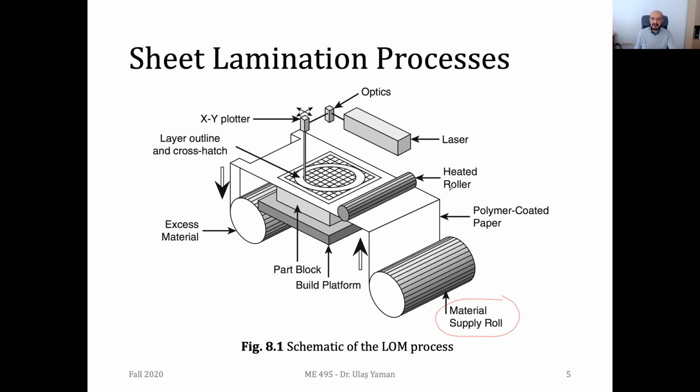This is the main function of the heated roller, to join the sheet papers together with the help of the adhesives on the back side of the papers. That's why it's called polymer coated papers. And then again, as in the case of SLA or SLS system, we have a kind of a laser, but this time it doesn't have to be a laser. It may again be a simple knife, and the function of this laser or the knife is that it will be passing through the contour we have in our slice.